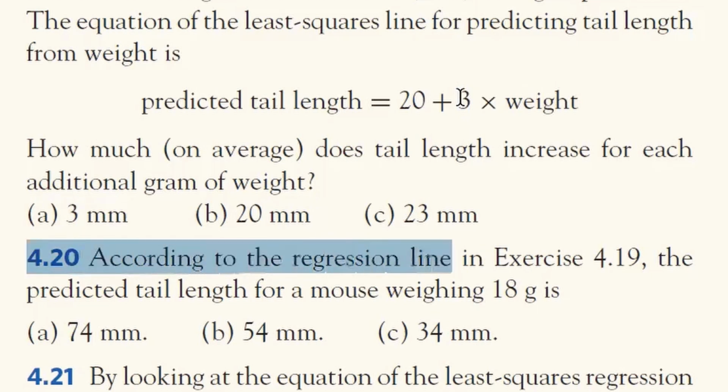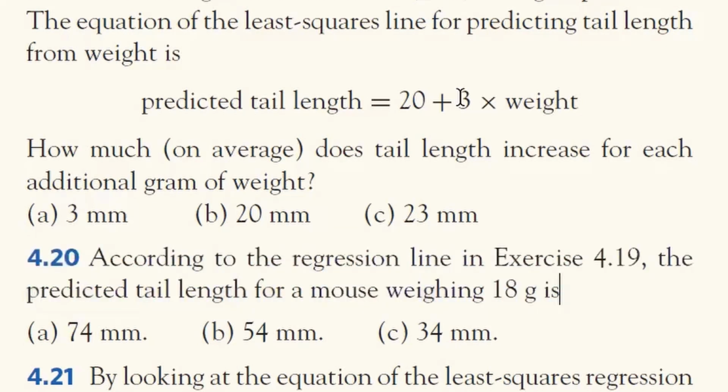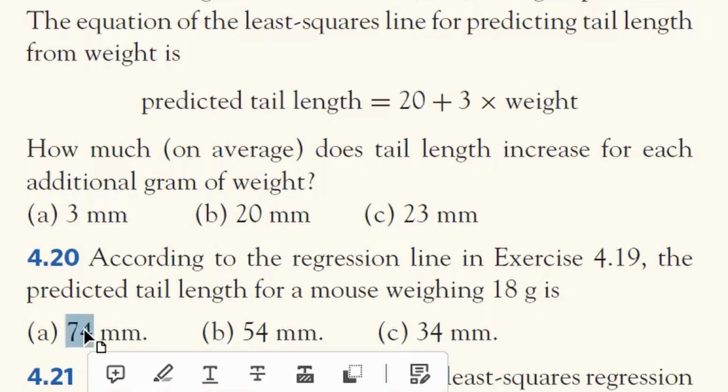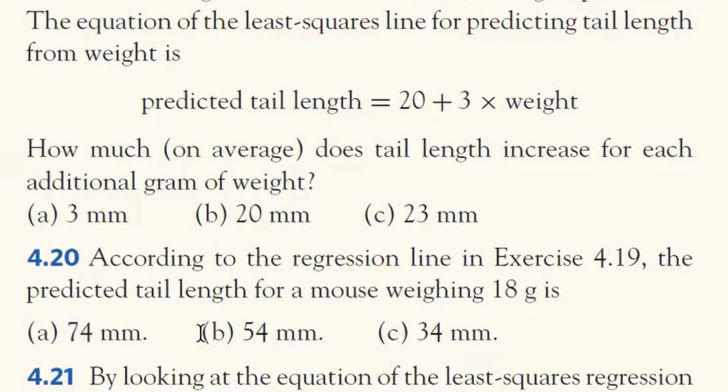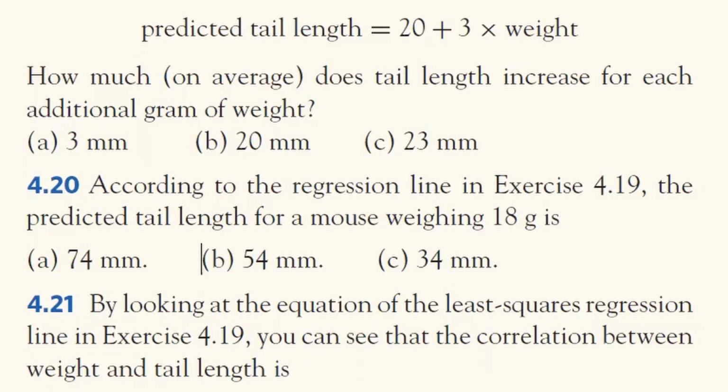According to the regression line, same one, the predicted tail length for a mouse weighing 18 grams is, so you just say 18 times 3 plus 20. 74. Yeah, without actually doing the math, that sounds about right. It's got to be something like that. Yeah, it'd be 74.